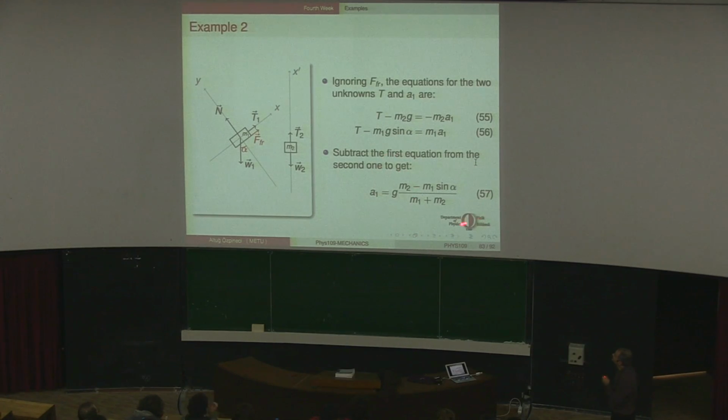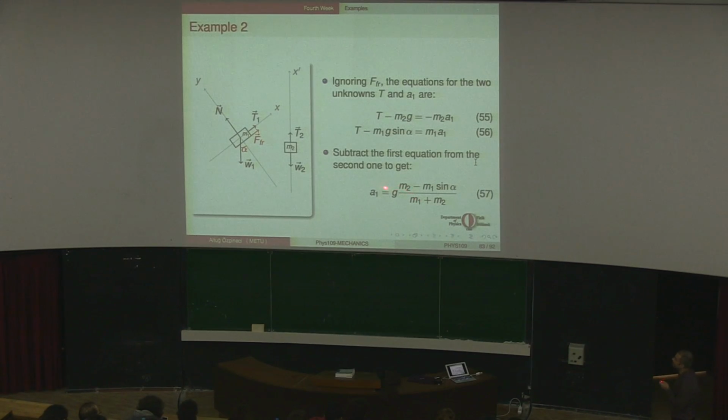Then I just get this expression for the acceleration. So it is proportional to g. Well, that is kind of what we expect. If g is 0, there will be no reason for acceleration. If the second mass is too heavy, if m2 is very large, then the acceleration will be positive, telling us that mass 1 will be moving in the positive x direction, which tells me that the friction force will be in the negative x direction.